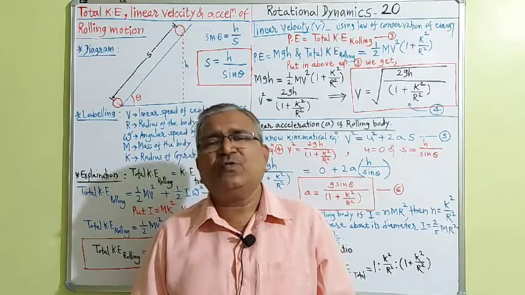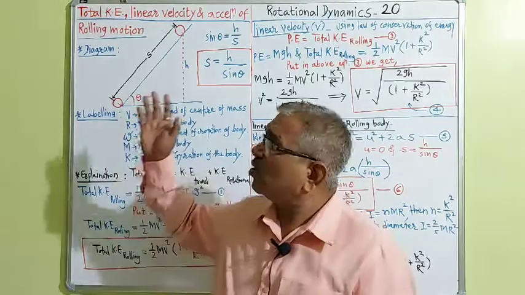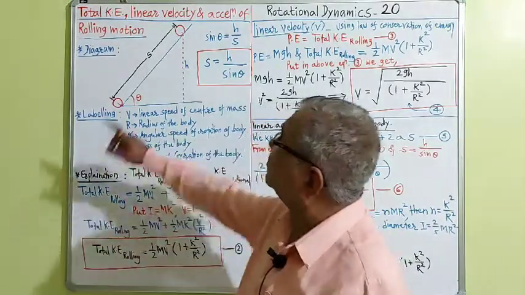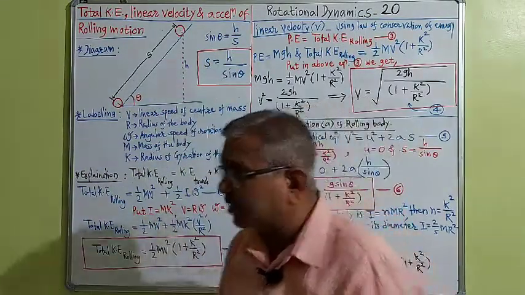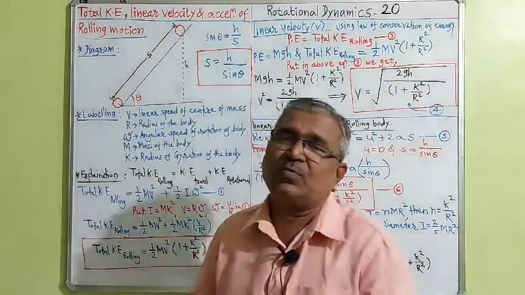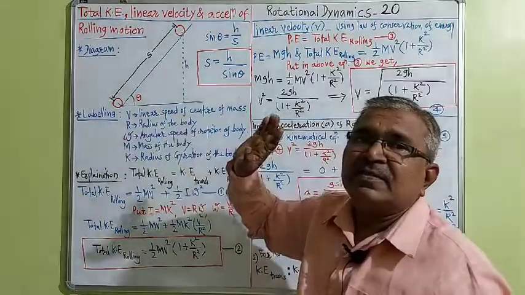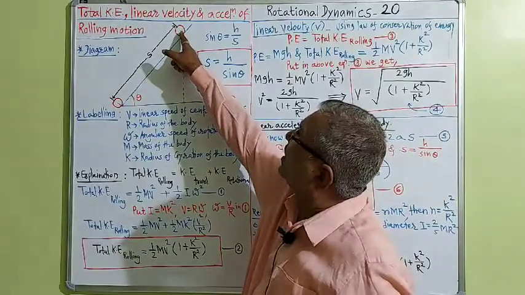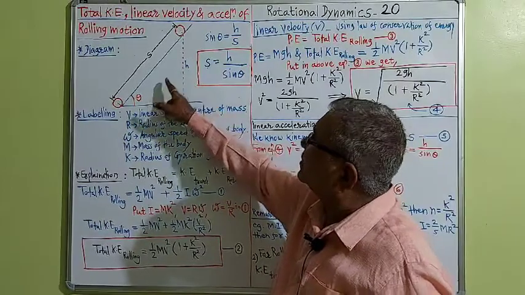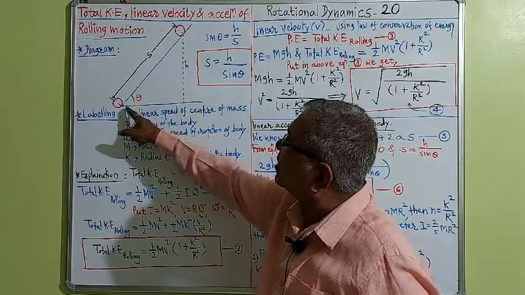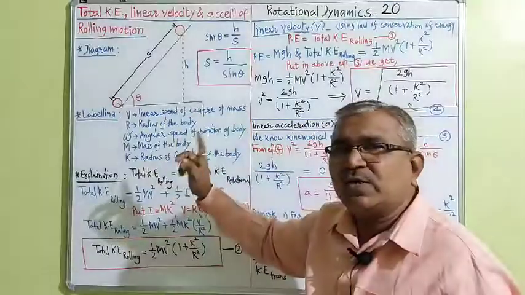Before chit-chatting further, we will continue the main article. The article, which I have already written on the board, is the total kinetic energy, linear velocity and acceleration of rolling motion. That we want to learn now. For that purpose, I have drawn a diagram of an inclined plane like this, and I have put a rolling body at the top of the inclined plane, at a distance h, and this inclined plane is making an angle theta with the horizontal. Whatever labeling is required, I have already written.